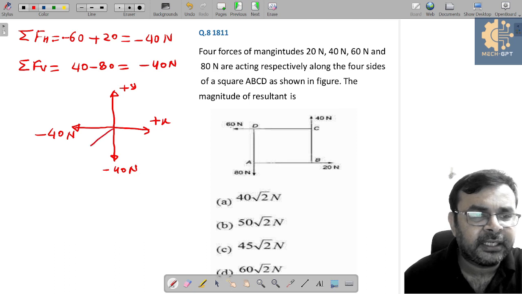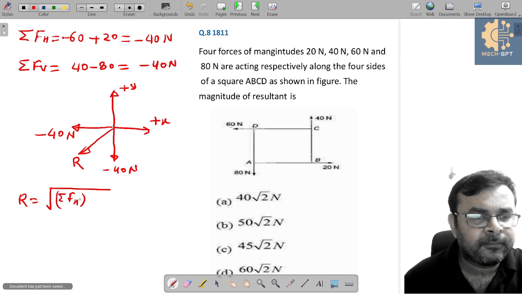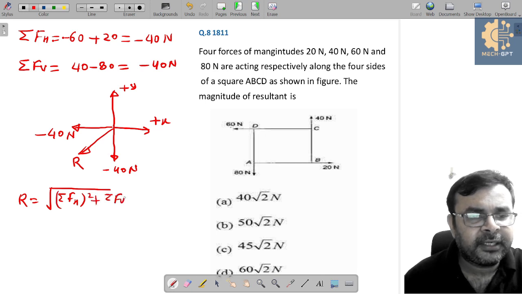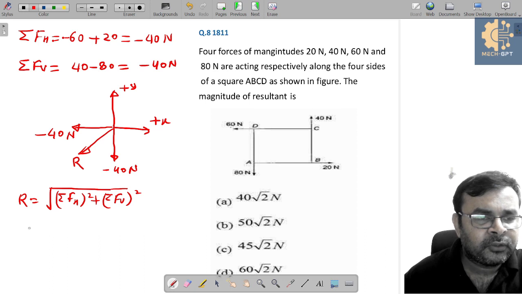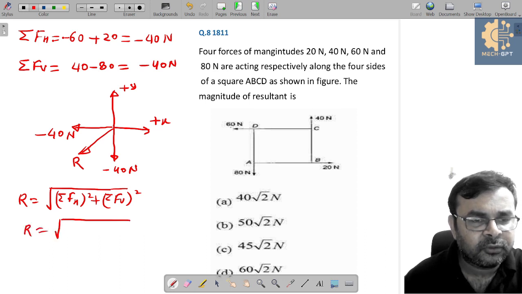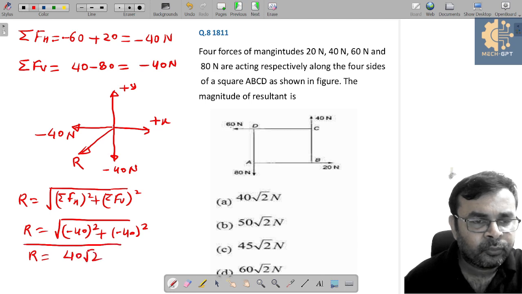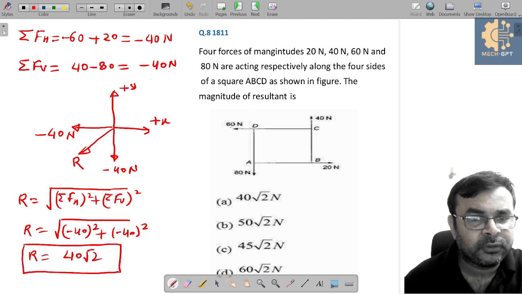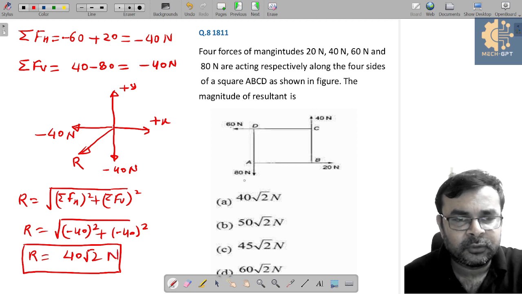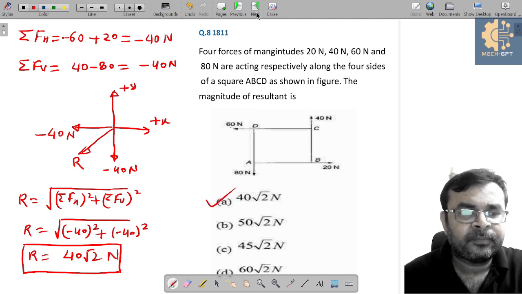So what about their resultant? Obviously resultant is lying somewhere here, and this resultant is nothing but the square root of summation of horizontal force square plus summation of vertical force square. Yes or no? So now if you put these values, simply here we can get minus 40 whole square plus minus 40 whole square. After simplifying this we get 40 root 2 Newton force. So the option A is the right choice.